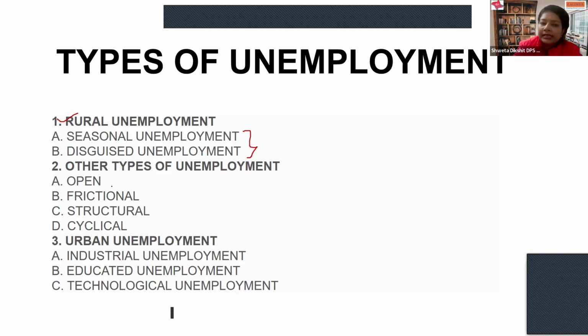Then open unemployment, as it sounds, and frictional. This is something new. Frictional unemployment is a situation when there is unemployment for a certain period of time. Can be for some days, for some months, and for some year, but it is just a period of time when a person is unemployed, especially when a person is switching from one job to the other job. Second is structural unemployment.